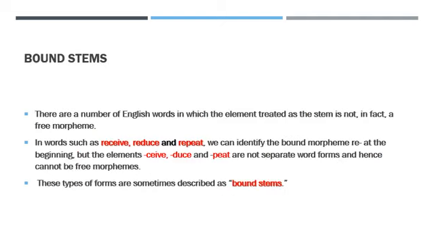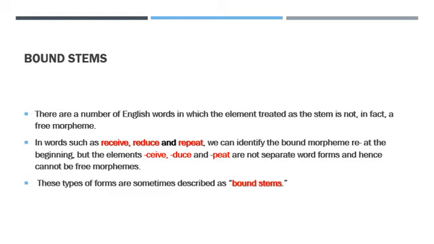Bound stems. There are a number of English words in which the element treated as the stem is not in fact a free morpheme. So there is a possibility now to classify stems into free stems and bound stems. Free stems are those that, when we take the prefixes and suffixes off them, stand as a free morpheme. Bound stems are the opposite. When we take off the prefixes and suffixes from them, the result is not a free morpheme.